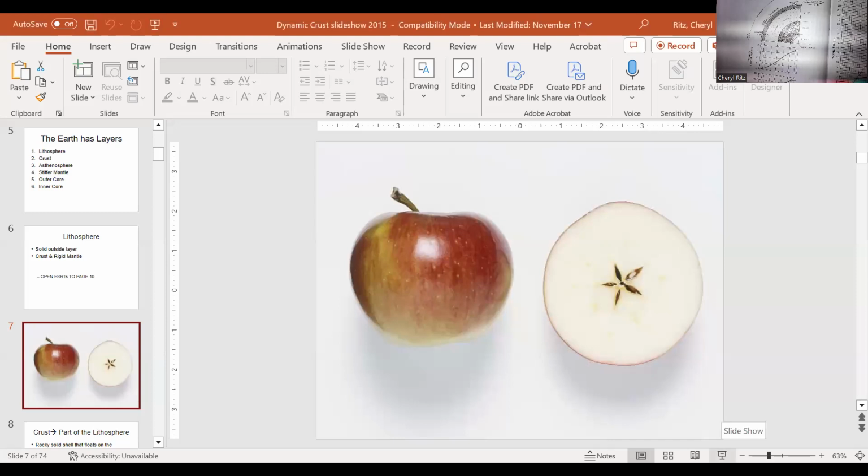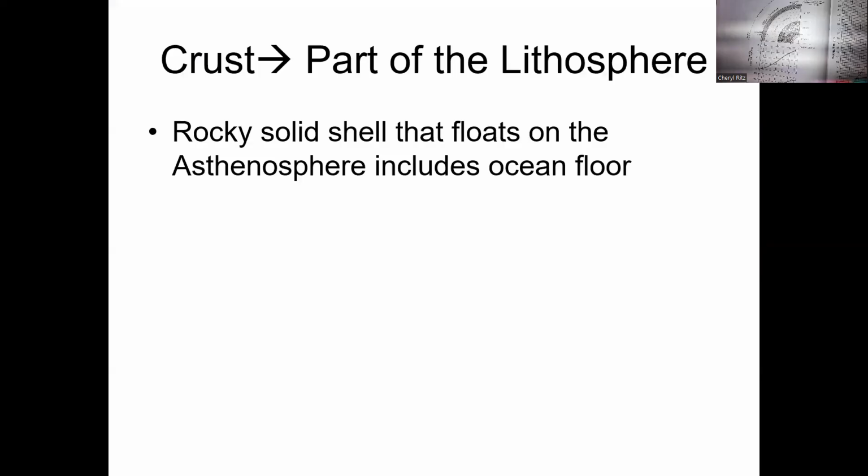So the next one in your notes is just what the crust is. So the crust, please label that it is part of the lithosphere. It is the rocky shell that floats on the asthenosphere. It includes the ocean floor.